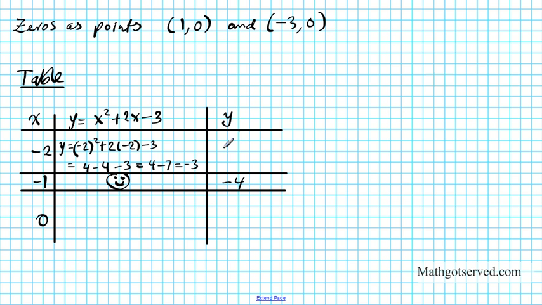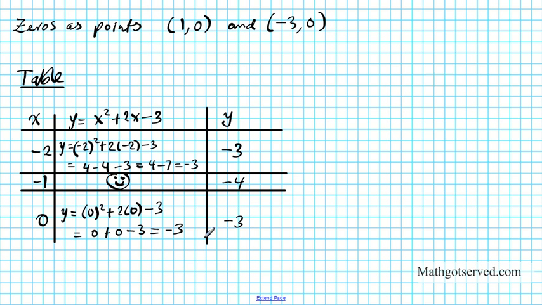Alright, now I'm going to plug in this 0 into the function. I should get negative 3 or else my vertex is wrong. Okay, so I'm going to go y equals, plugging a 0 into the function, 0 squared plus 2 times 0 minus 3. Okay, that's going to become 0 plus 0 minus 3, which equals negative 3. So your output is negative 3. Excellent. These two match, so that means I'm looking good. All right, now we're ready to generate our graph.